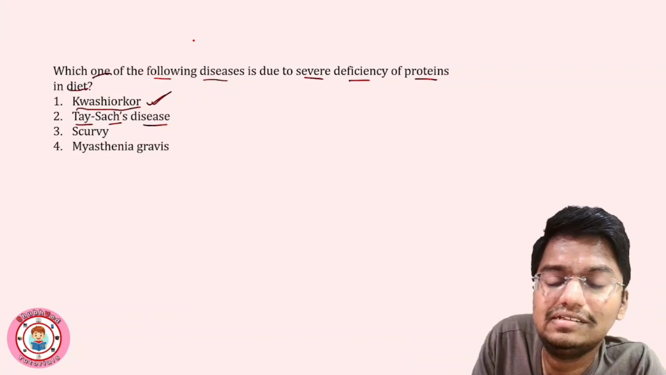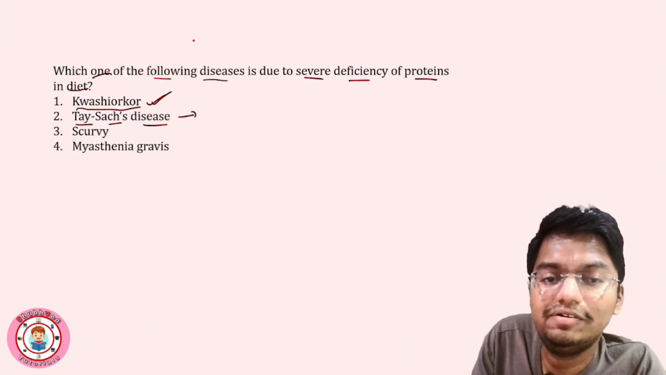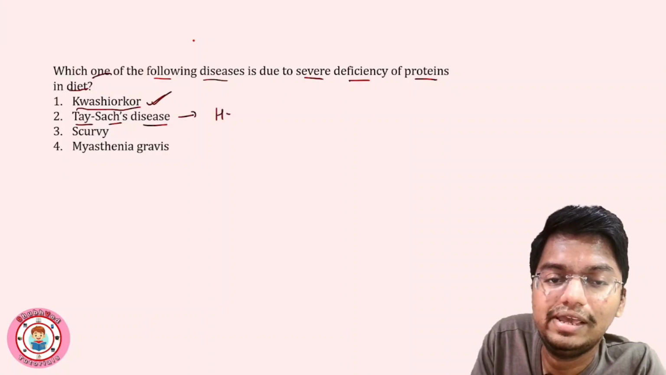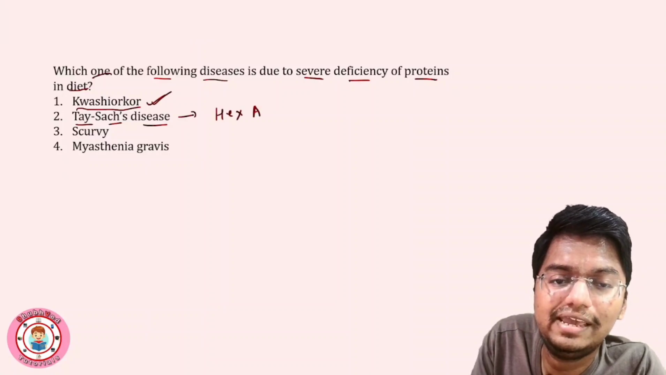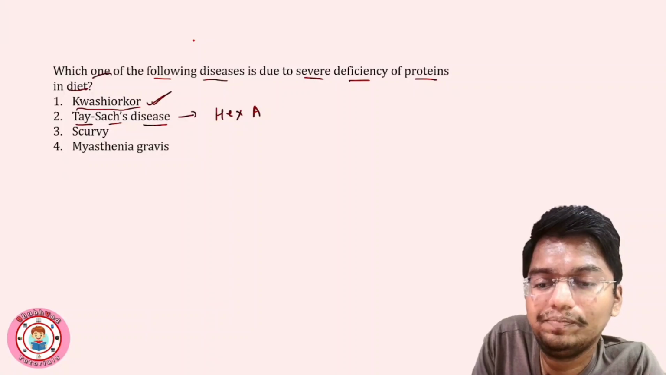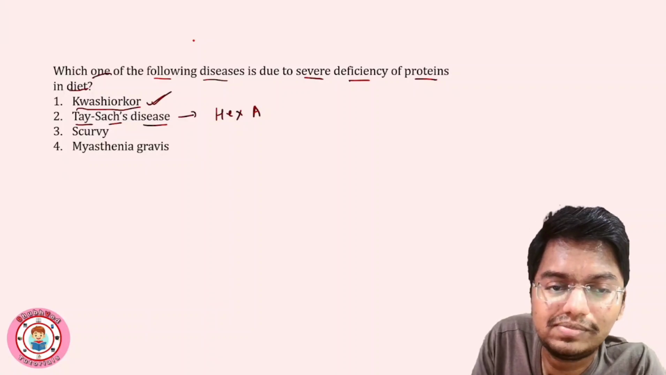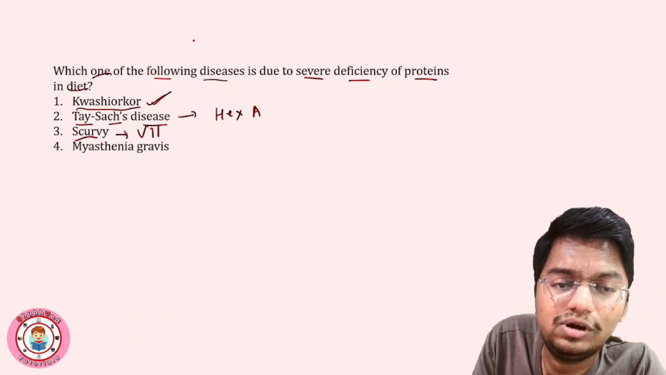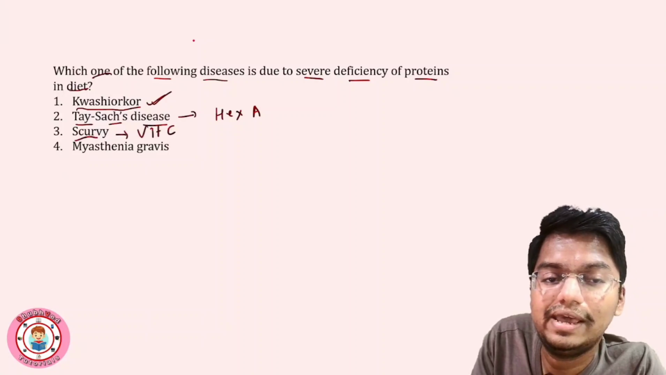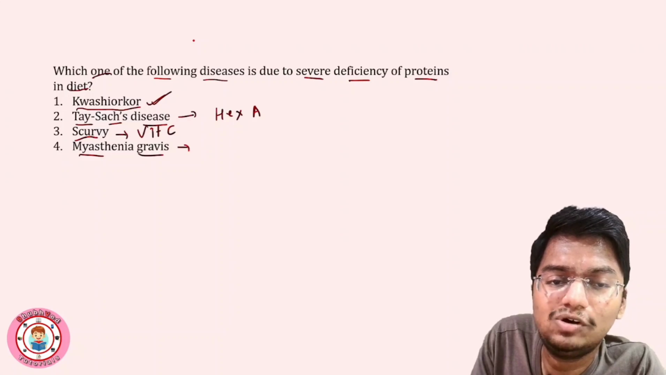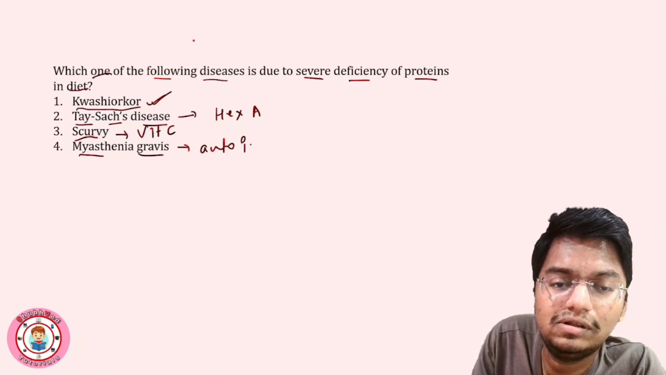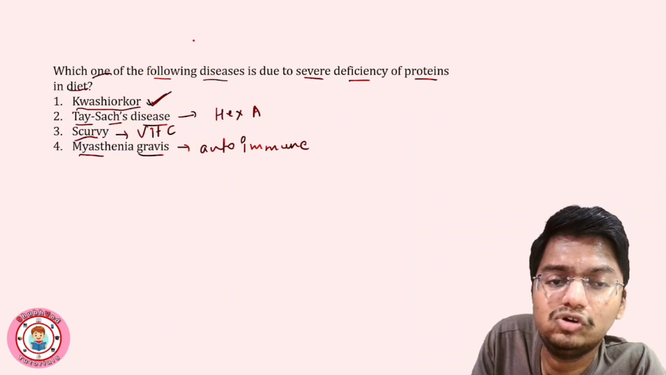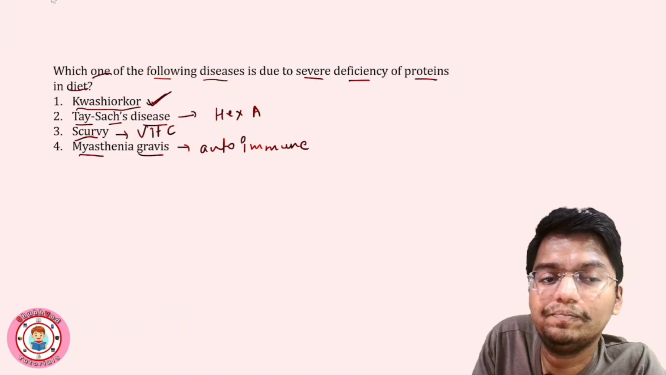Tay-Sachs disease. This is a lysosomal disorder, okay, where the hexosaminidase A gene is mutated. Okay, so this is not a protein. Scurvy is vitamin C disorder, and myasthenia gravis is an autoimmune disease, राइट. सो क्वेश्चन जो ऑप्शन 1 है इसका आंसर होगा.